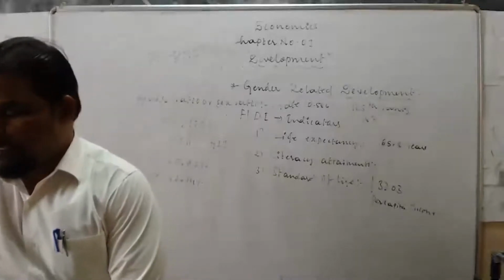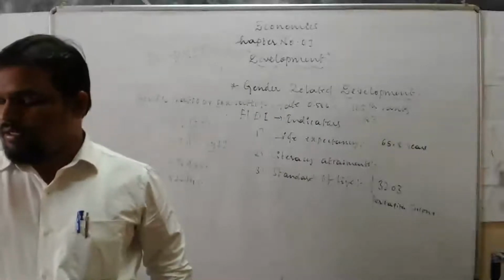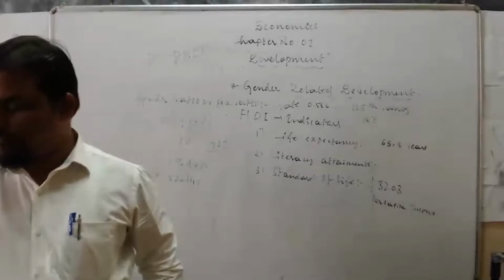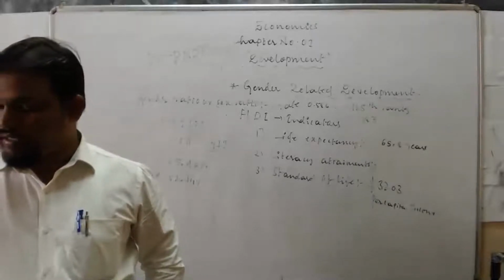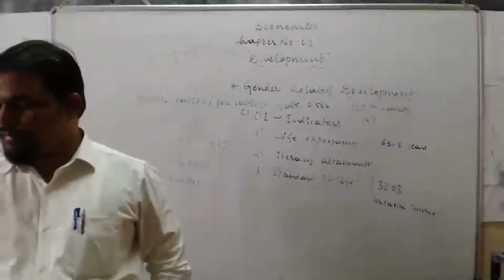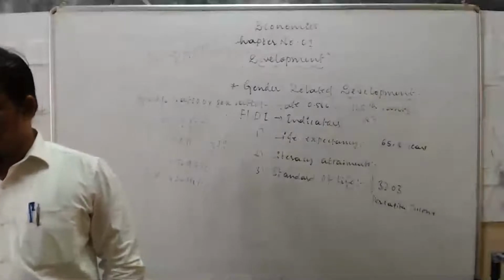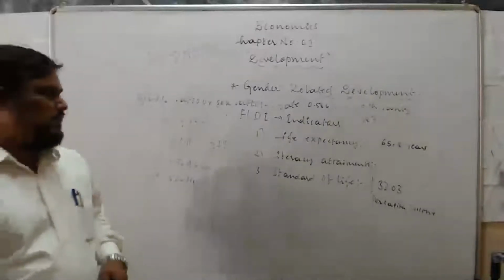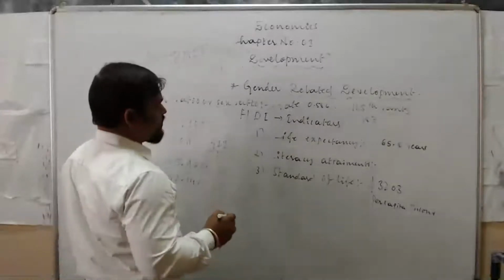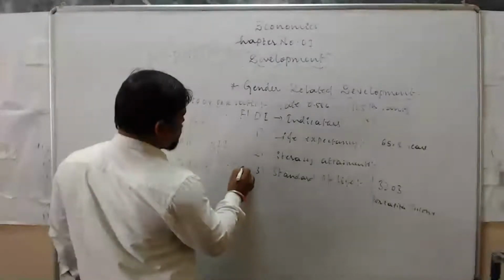UNDP also calculates the gender inequality index, that is GII. At the international level, the value of the index ranges from 0 to 1. 0 means complete equality and 1 indicates complete inequality. In 2015, India's gender inequality index was 0.563. What was India's gender inequality index? That is 0.563.